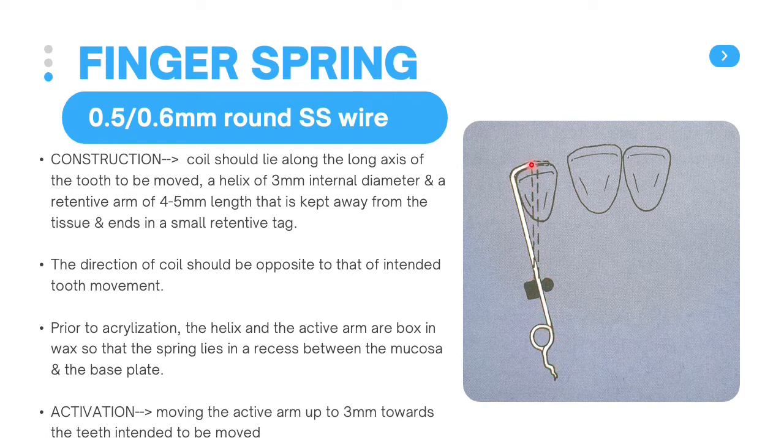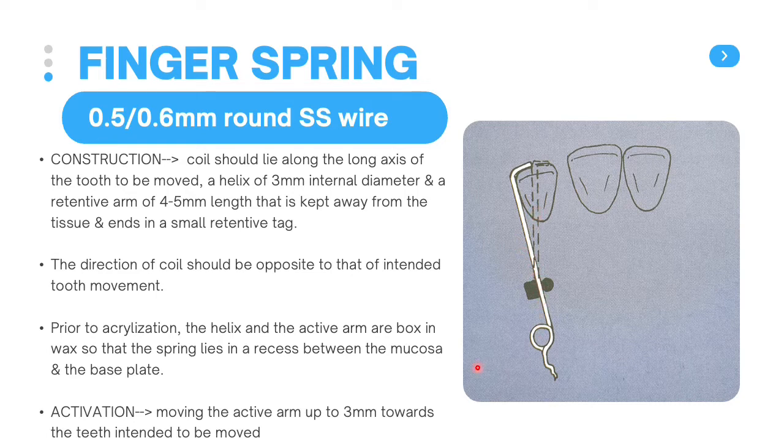Okay, in this photo, it shows that we want to move the teeth mesially. So the direction of the coil should face the opposite side. Prior to acrylicization, the helix and the active arm are boxed in wax so that the spring lies in a recess between the mucosa and the base plate. Meaning that before you put the acrylic, you need to put wax here so that the acrylic will not spread inside the wire and the coil, so that it's easier for you to do the activation later. And then how to activate it?